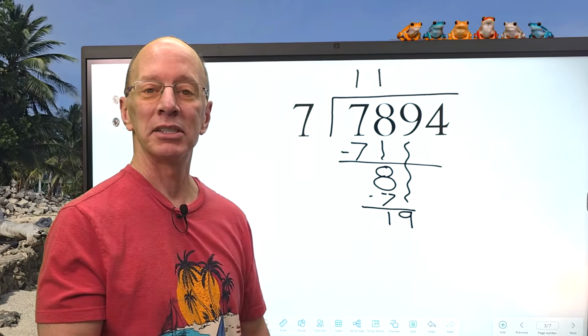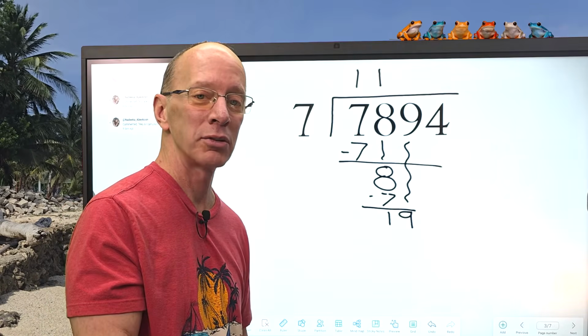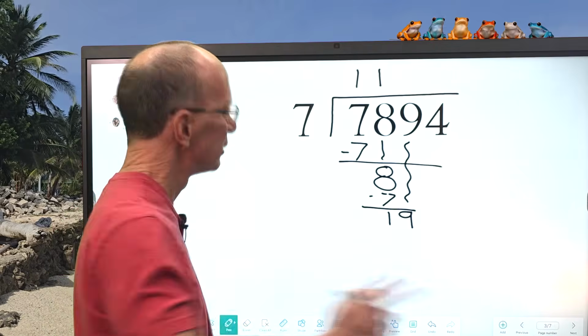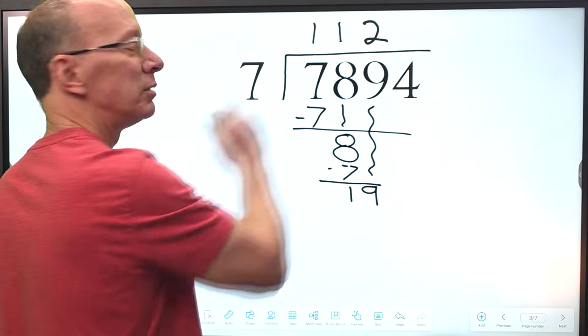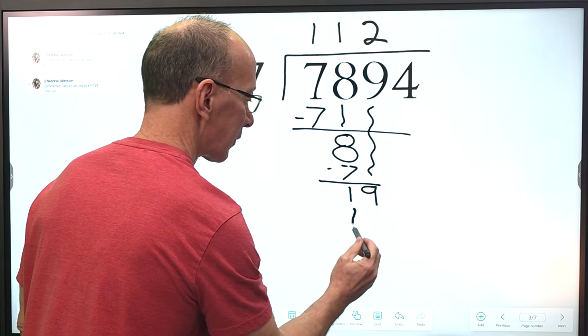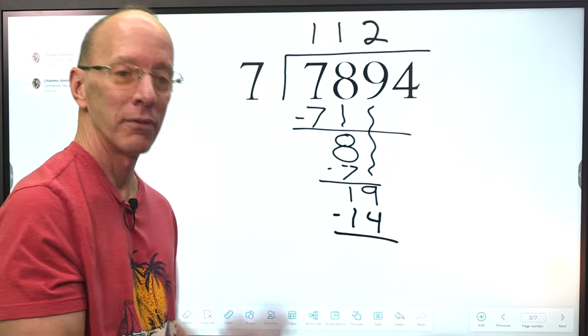How many times can I put 7 into 19? 7 times 2, 14. 7 times 3, 21. Too big. Stick with 2. 2 times 7, 14. So now we're going to go ahead and subtract. 9 minus 4, 5.